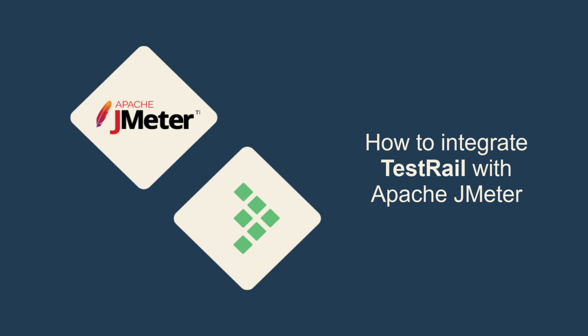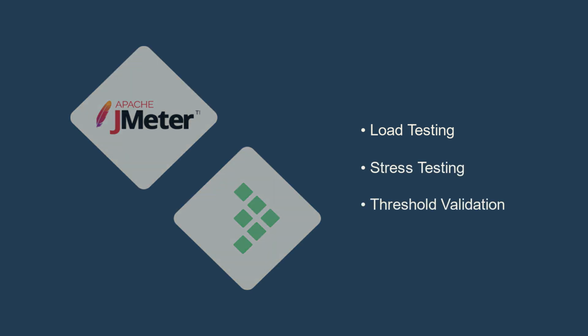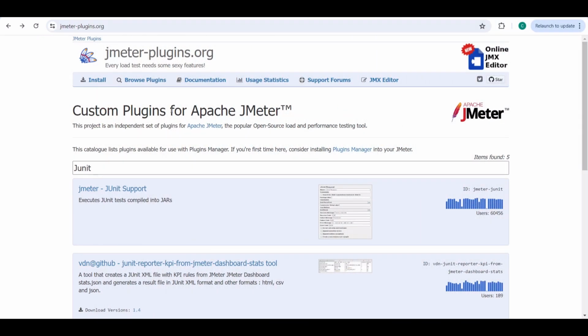In this demo, you will learn how to integrate JMeter with TestRail, so you can have all your performance testing together with your manual and other automated testing in one place.